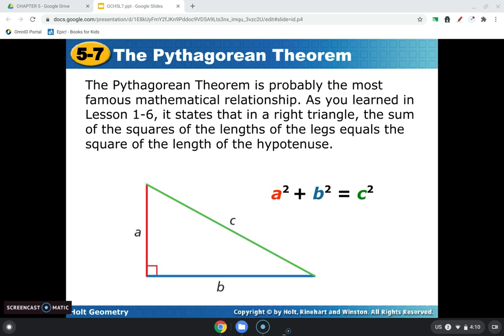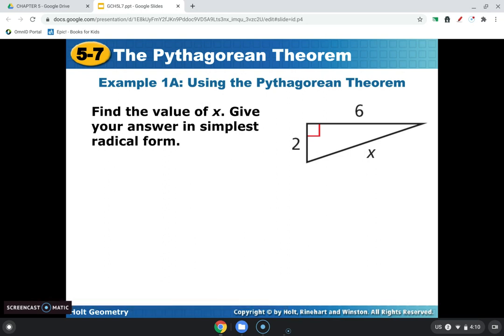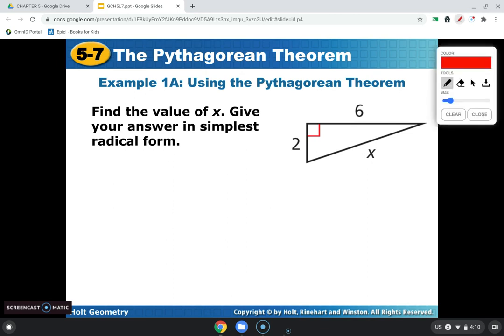Pythagorean theorem. The Pythagorean theorem is probably the most famous mathematical relationship. You've probably learned about it before, but the Pythagorean theorem states a squared plus b squared equals c squared, where c is the hypotenuse. Make sure you know how to locate the hypotenuse across from the right angle. So find the value of x, give your answer in simplest radical form. I'm okay with you guys rounding everything to 2 decimals as we're moving forward on this.